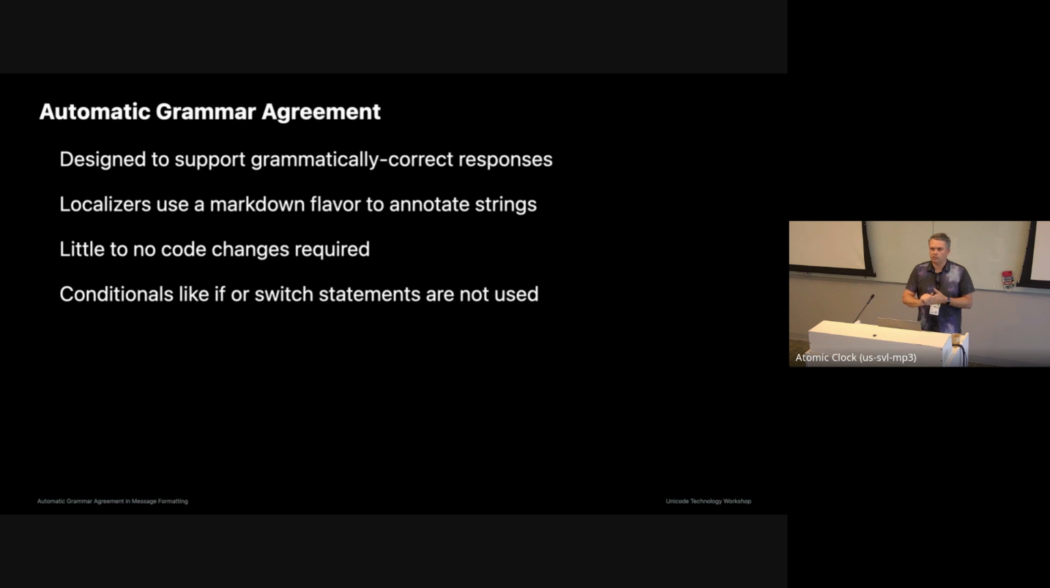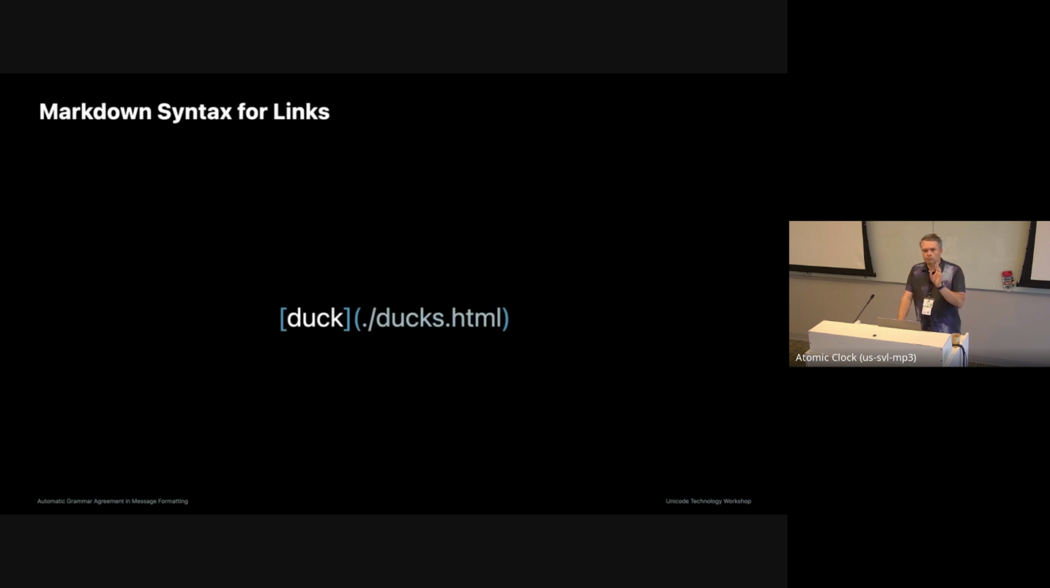So what we have is we want something that is designed to support grammatically correct responses. We want localizers to use a markdown flavor to annotate strings. This reduces the overhead and burden of trying to figure out how to translate this stuff. Little to no code changes required, so we don't want to have a large burden of adopting the syntax. And we are trying to, in our framework, in Apple's Foundation framework, minimize the usage of if and switch kind of constructs. And to show what this looks like, let's show an example.